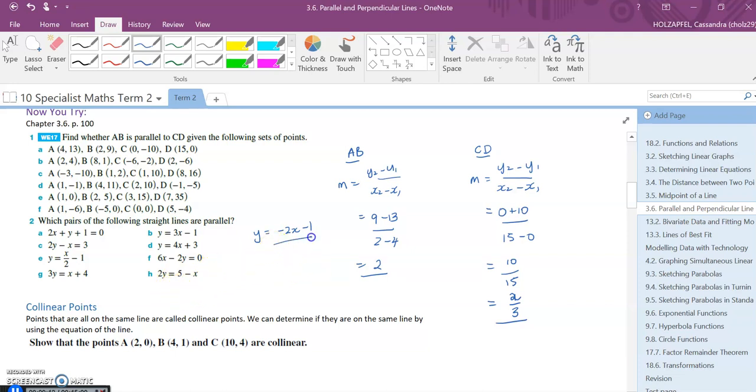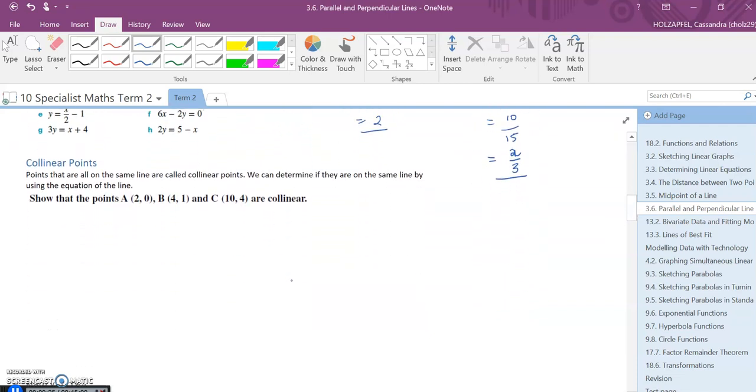So none of these are going to be parallel to this first one because this is the only one that has a gradient of -2. So that's all we have to do, is we just have to get it into that slope-intercept form and then compare the gradients. Okay, so let's have a look at some collinear points.